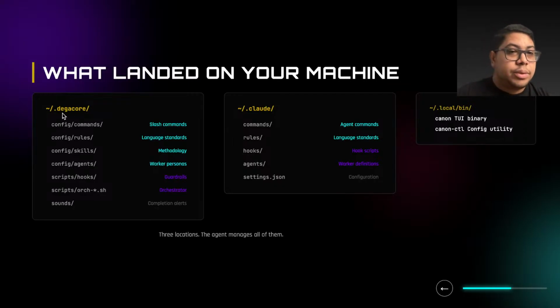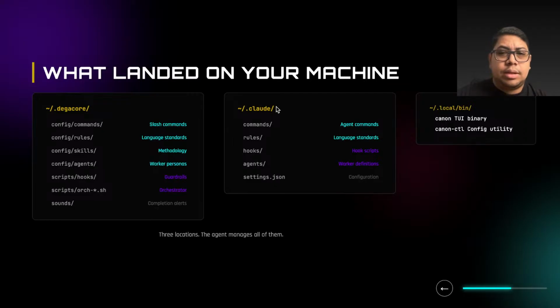Okay, so all the agentic configuration is going to the DEGA core directory. That does include commands for your agents, skills, rules, agent definitions, hooks, sound, and some other configuration that is not so relevant to the agents, and all of that is going into DEGA core. So it's a single location. You know everything inside of DEGA core is what's coming from this project, so that way you can do proper maintenance if required, right?